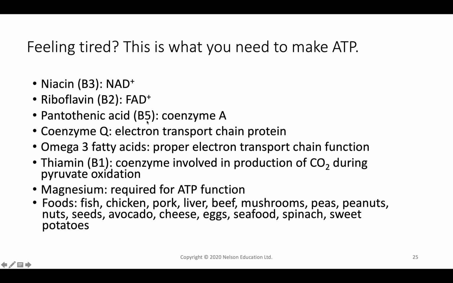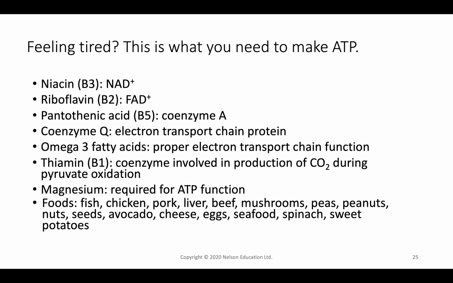That's vitamin B5. The electron transport chain protein has a specialty enzyme called coenzyme Q that's very important. We need omega-3 fatty acids to help keep the electron transport chain functioning. We also need thiamine. Thiamine is vitamin B1, and it's a coenzyme that's involved in carbon dioxide production during the oxidation of pyruvate. Magnesium is required for ATP function.